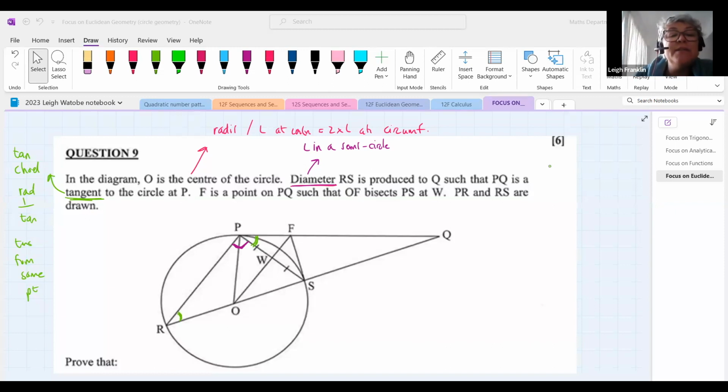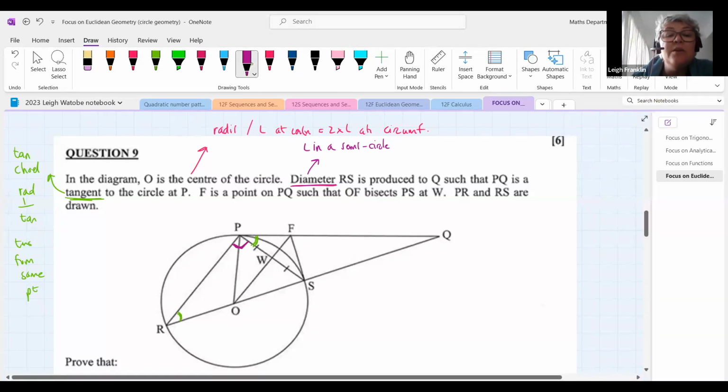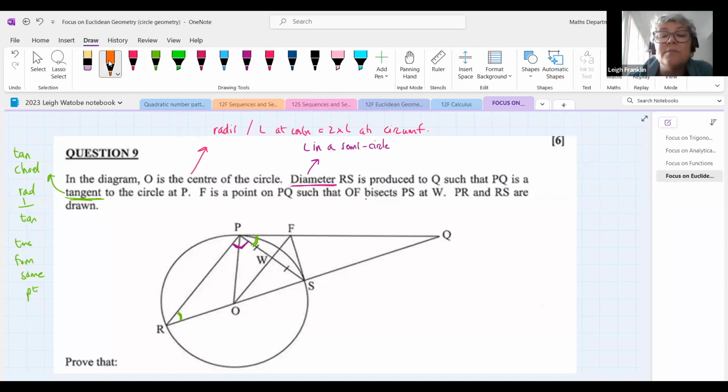It says F is a point on PQ such that OF bisects PS. Now that's also a loaded statement, isn't it? F is a point on PQ such that OF bisects PS. All right, so they've put that onto the diagram. What does the word bisect mean for us? It has a very specific meaning.